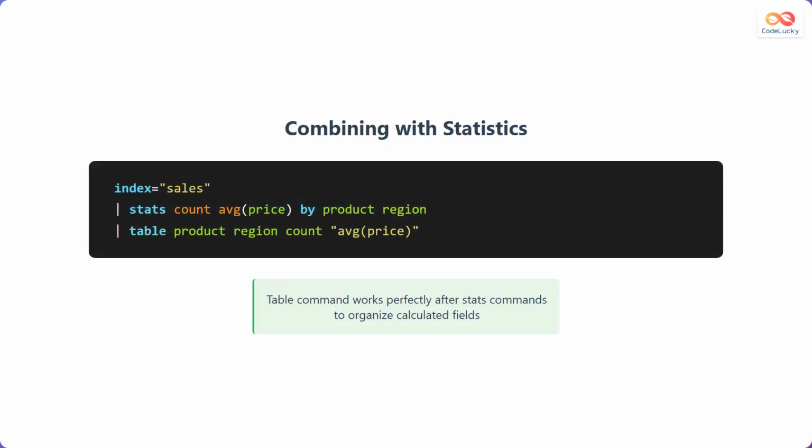The table command works exceptionally well after statistics commands. In this example, we're first using the stats command to count records and calculate the average price by product and region. Then we use the table command to organize these calculated fields in a specific order: product, region, count, and average price. This combination is powerful for creating organized summaries of your statistical analysis.